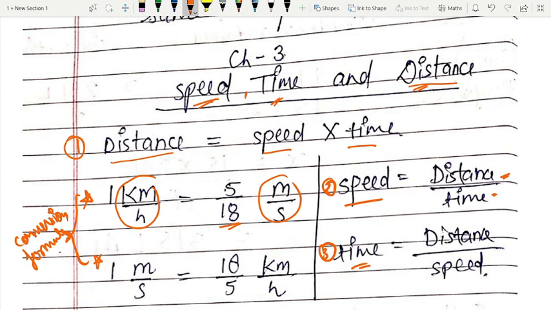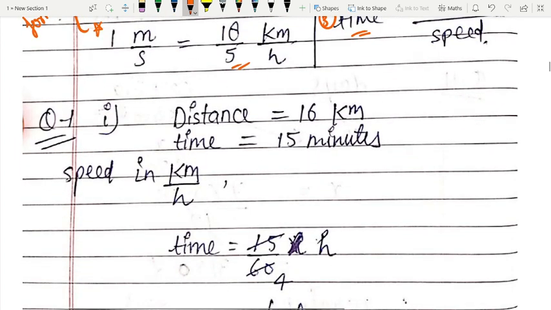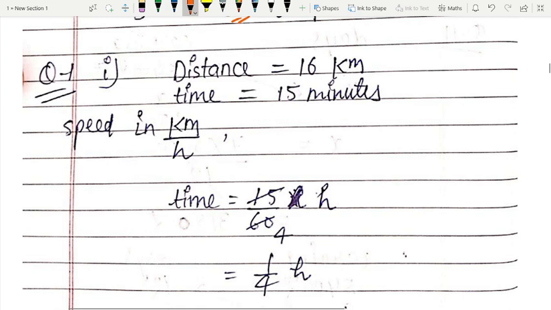And if you are trying to find meter per second in kilometer per hour, then you don't need to make it complex. Just multiply by 18 upon 5 whatever the unit given in meter per second. By multiplying 18 upon 5 you will change the unit to kilometer per hour. Now let's move further. Exercise question number 1, first part. Just open your exercise 3 of speed and time.